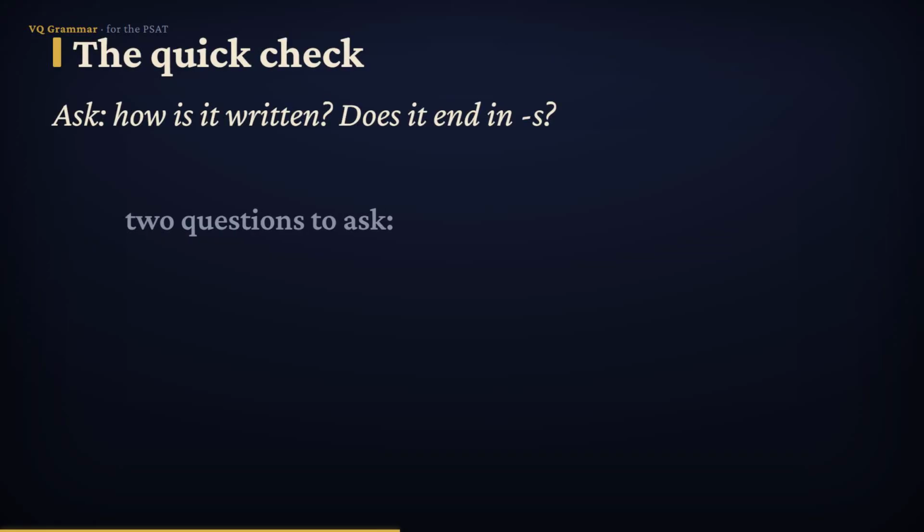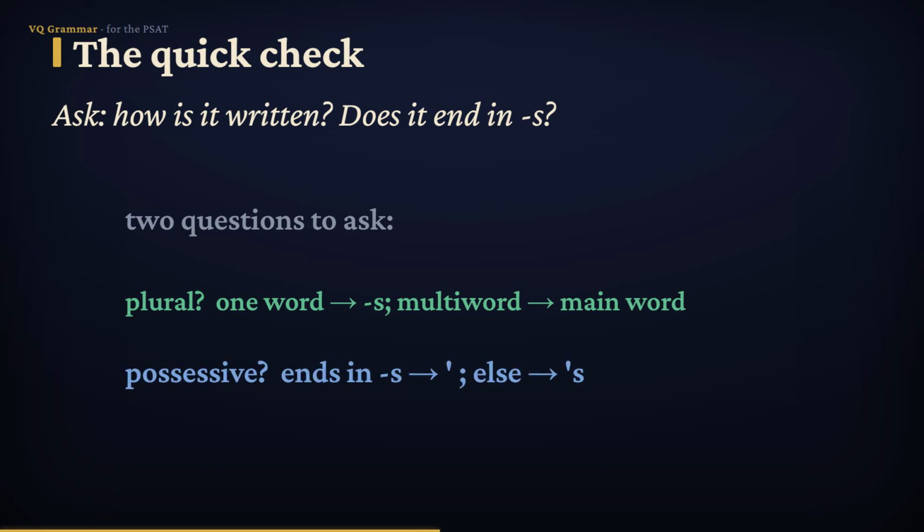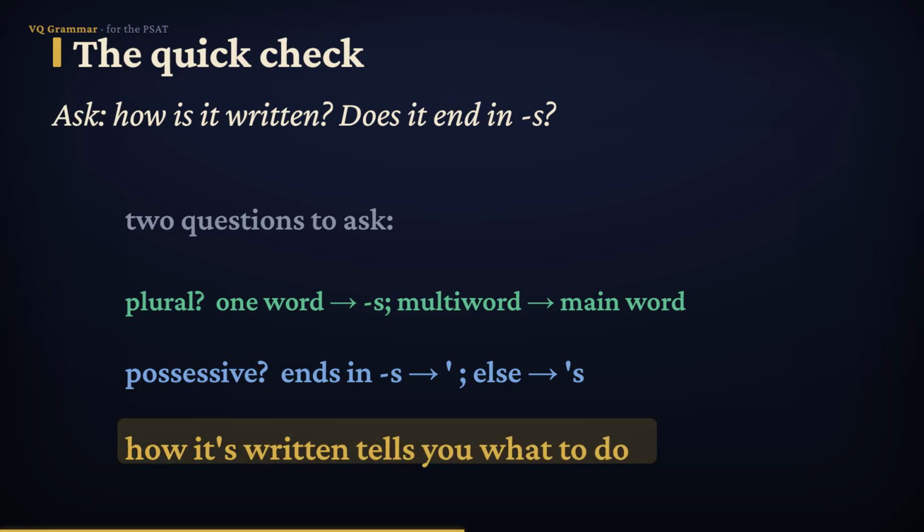So here's your quick check. For a plural, ask how the compound is written. One word, add s or es. Separate or hyphenated, make the main word plural. For a possessive, ask one thing. Does the noun already end in s as a plural? If yes, add only an apostrophe. If no, add apostrophe plus s. Look at how the word is written, and it tells you what to do.